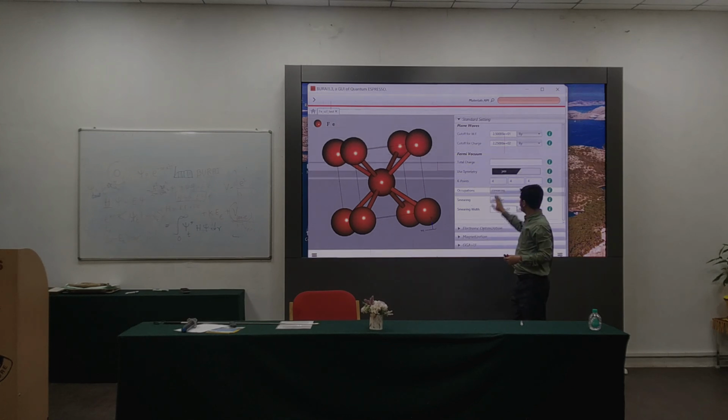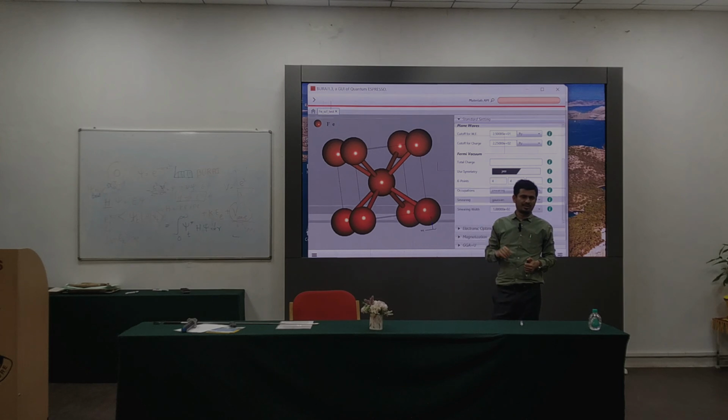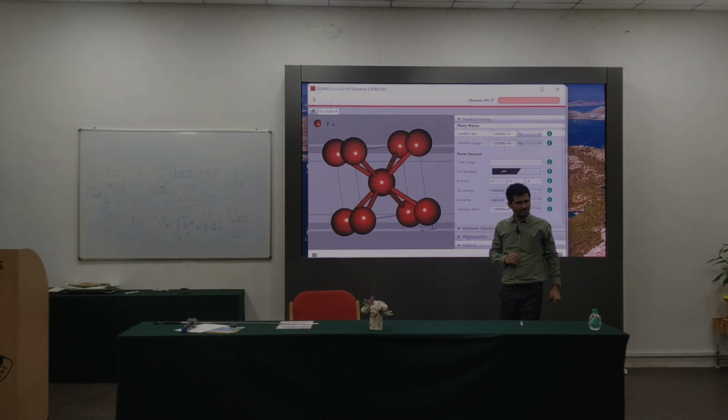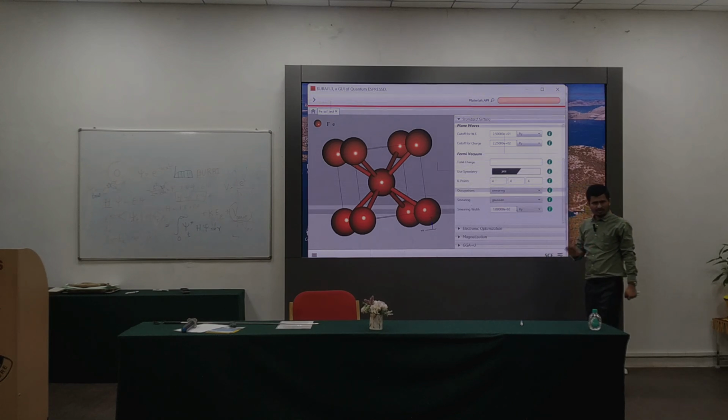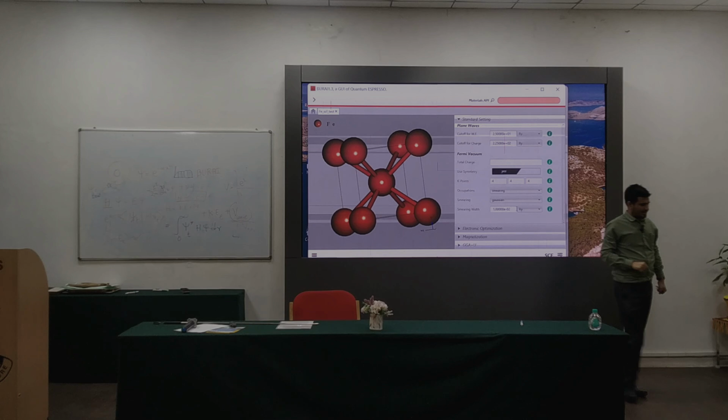As you give more and more points, your integration value will be more and more accurate, but your calculation will be more and more time consuming. Since we are doing this for demonstration, I'll keep it 4, 4 and 4. And now occupation.